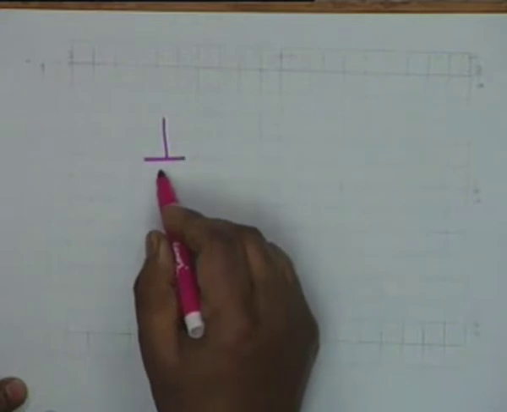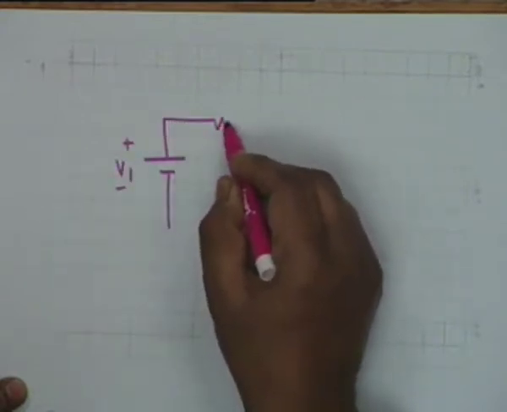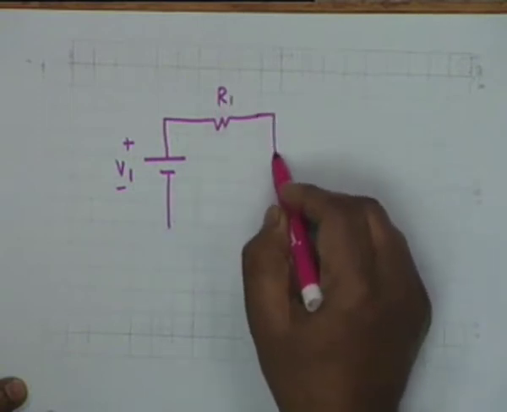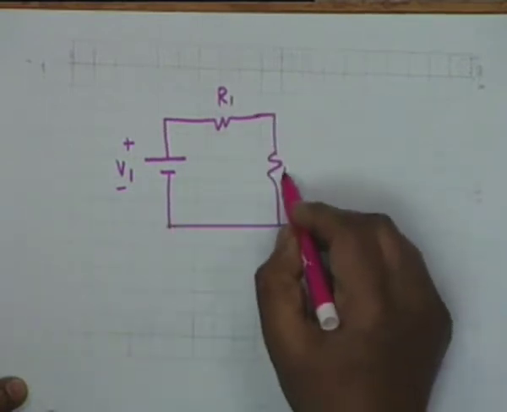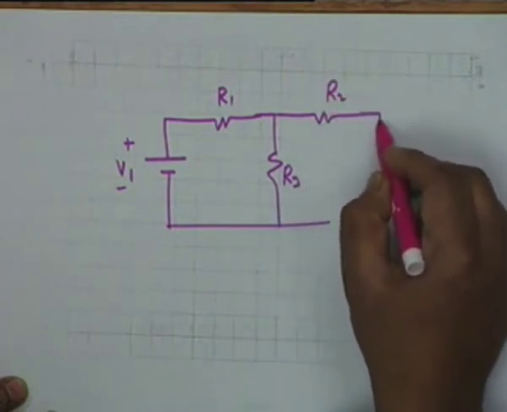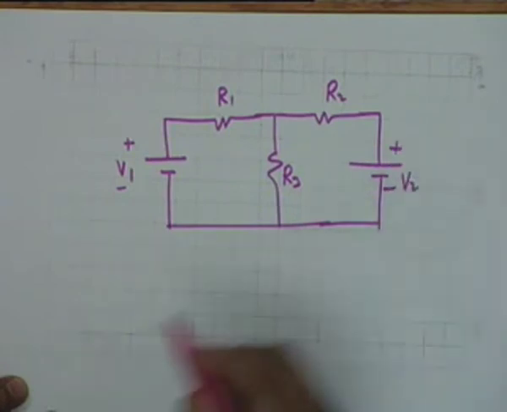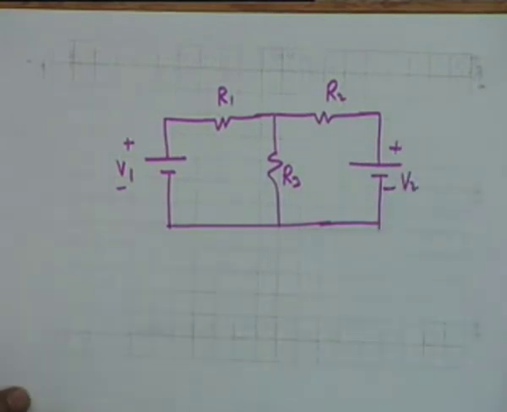First, let's take a very simple circuit. Let's say we have a battery V1, a resistance R1, another resistance, let's say R3, and a third resistance R2, and let's say we have another battery V2. A very simple electrical circuit.